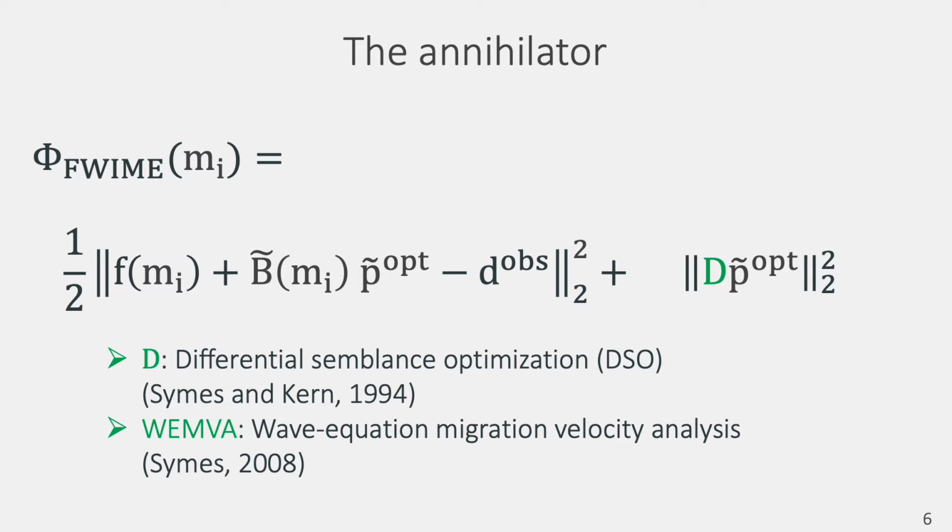Additionally, it has been observed that the objective function associated with this technique tends to be smoother and more robust to the presence of local minima compared to the conventional FWI cost function. In FWIME, we wanted to leverage the benefits of this DSO operator as well as the smoother shape of the WIME objective function, while still diminishing the L2 norm of the optimal extended perturbation, p tilde optimal. For that, we slightly modified this operator to suit the specific needs of FWIME.